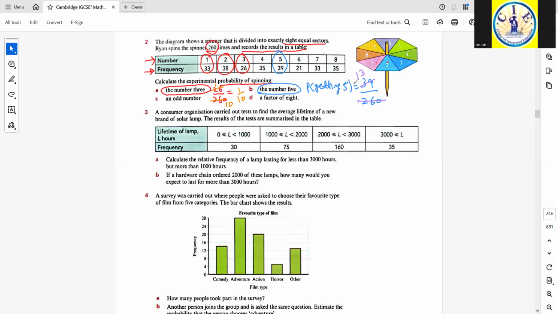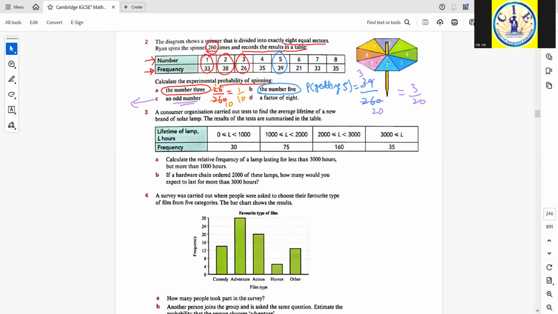No, instead of this, I can cancel it out on the table of 13. 13 threes are 39 and 13 twos are 26, and 0.3 by 20, that's its answer. Okay, for part C, an odd number.